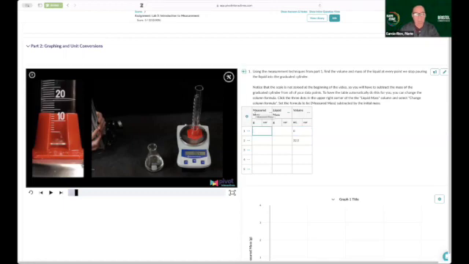However, that mass can be either the mass of the liquid itself or the mass of the liquid plus the cylinder. Now, because there's no liquid in the graduated cylinder at this moment, I know that the 96.4 grams is the mass of the cylinder by itself. So I'm going to put it right here, 96.4. On the liquid mass, I know there's nothing yet, so I'm going to write 0.